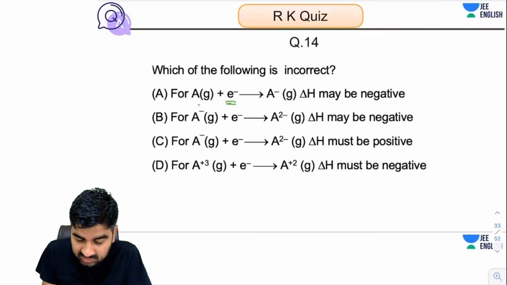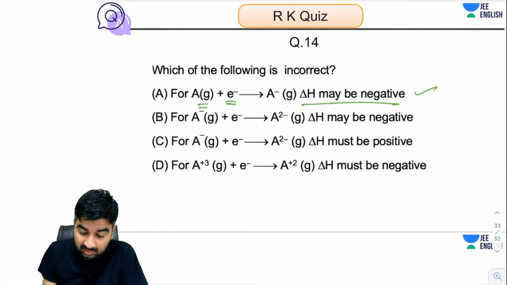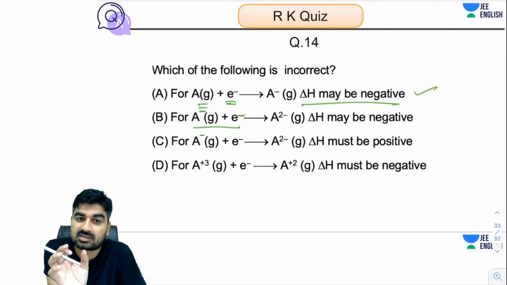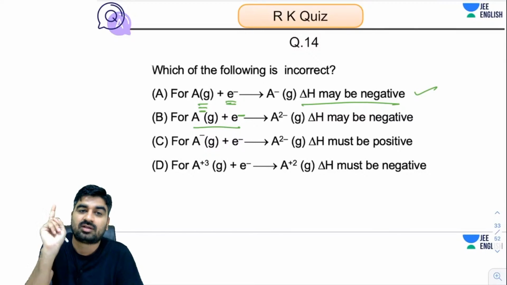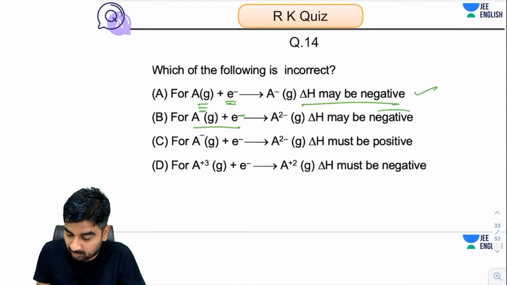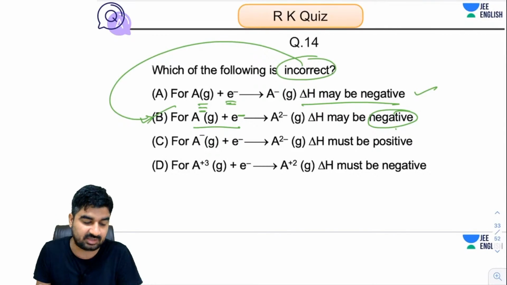If an electron is absorbed, then energy may be released or may be absorbed. So it is correct. It may be negative or may be positive. A minus is negative and it is absorbing one electron. So they will repel each other, and you are adding an electron forcefully. In that case, you have to provide energy, and delta H will be positive. So this is your answer because you need incorrect statement.